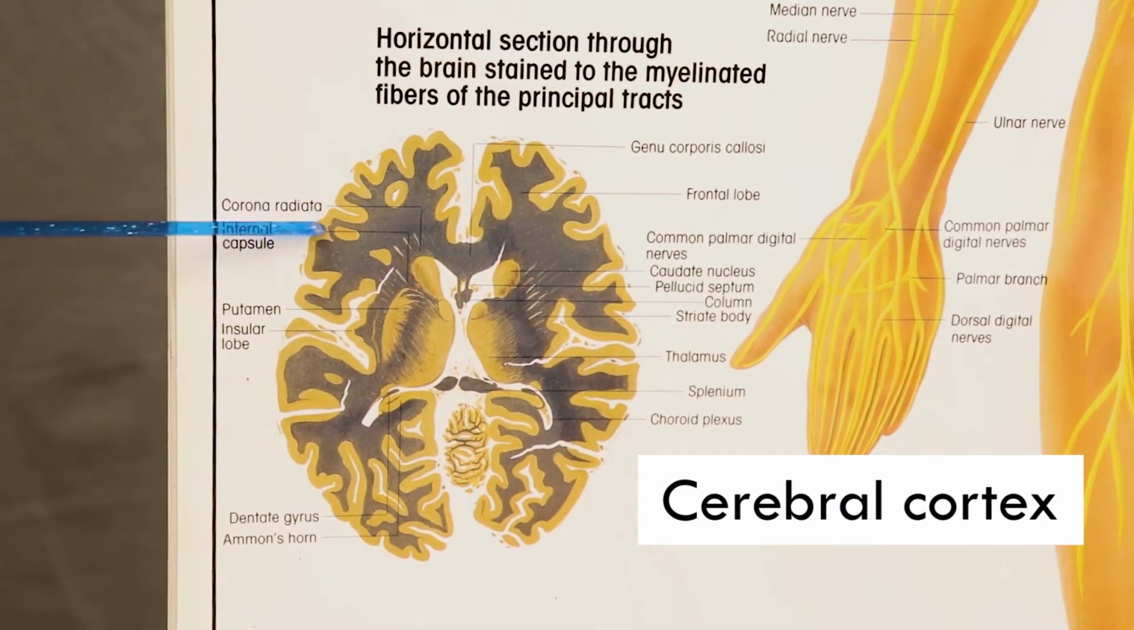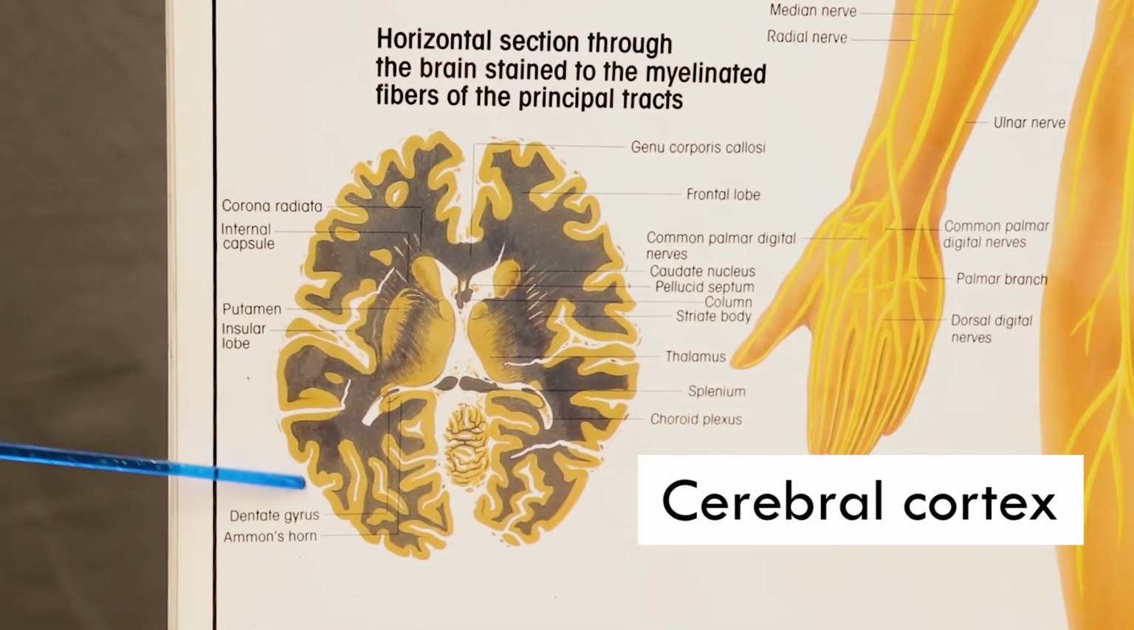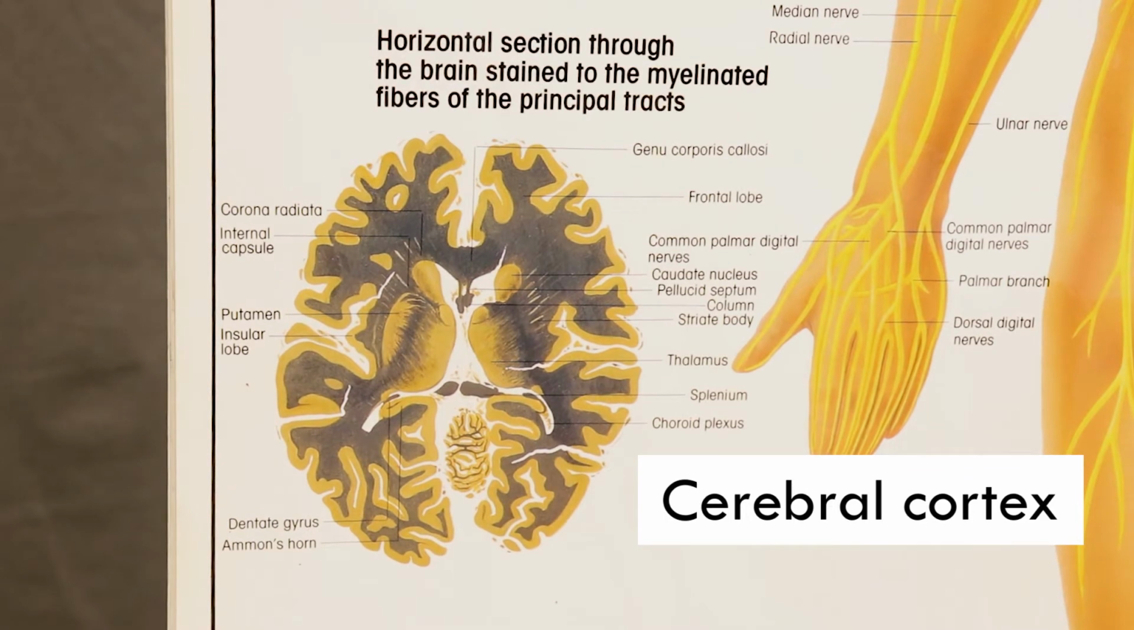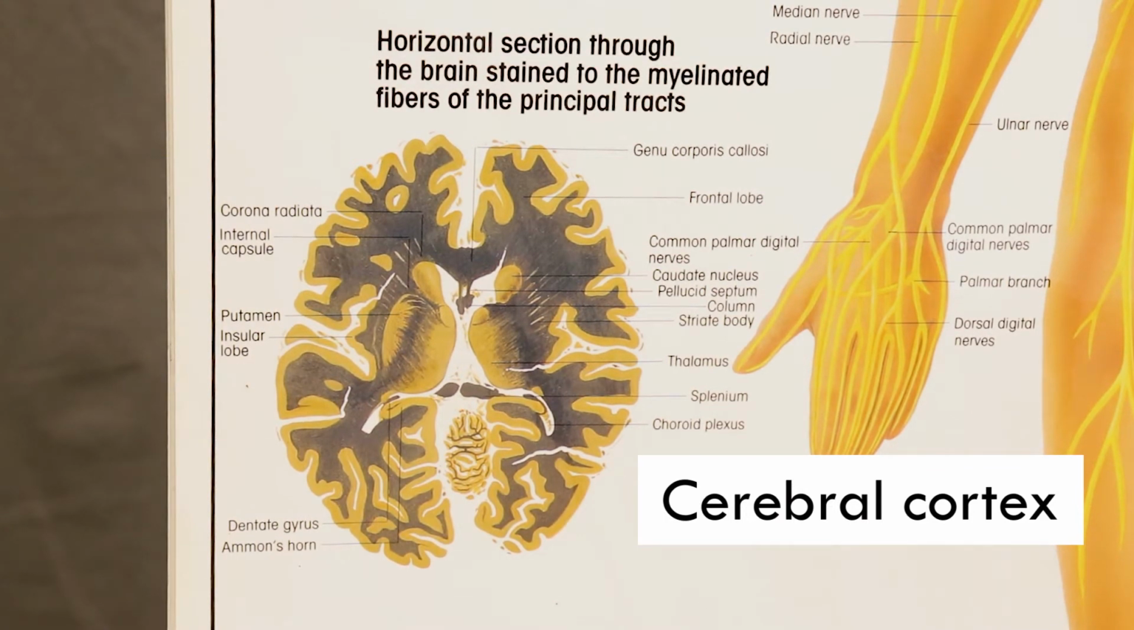The cerebral cortex, that outer layer of gray matter, is where your conscious thought takes place, your conscious perception of sensations, your conscious commands to make voluntary movements, and so on. Those take place in that cerebral cortex.